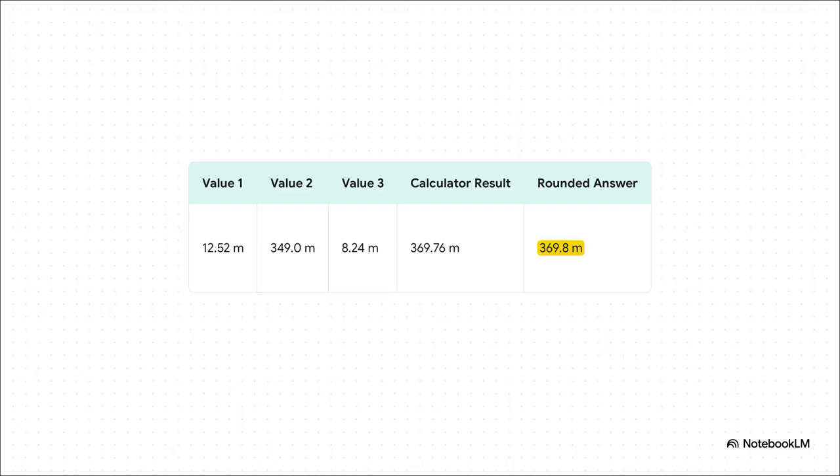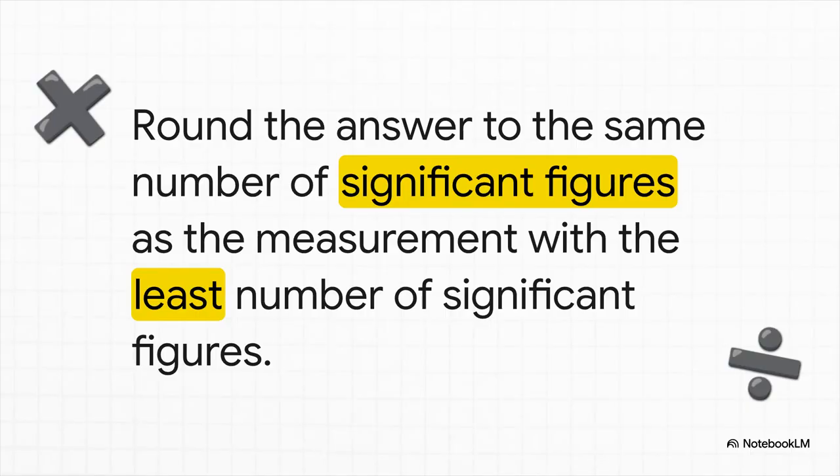We add up these three measurements, and our calculator spits out 369.76. But wait, take a look at that middle value, 349.0. It only has one digit after the decimal, which makes it our least precise measurement, our weakest link. So our final honest answer has to also be rounded to one decimal place, 369.8 meters.